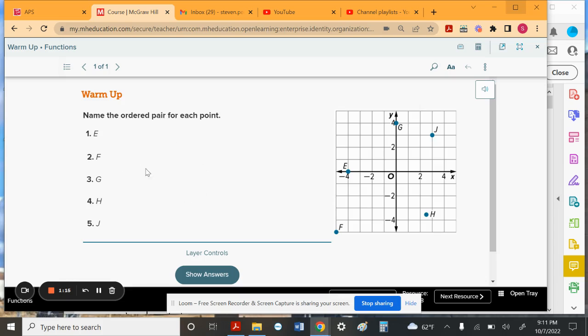Okay, so all they're doing is just making sure that you know some of these. So negative 4, 0, 0, 4, 2.5, negative 3.5. Okay, let's move on to the next one.